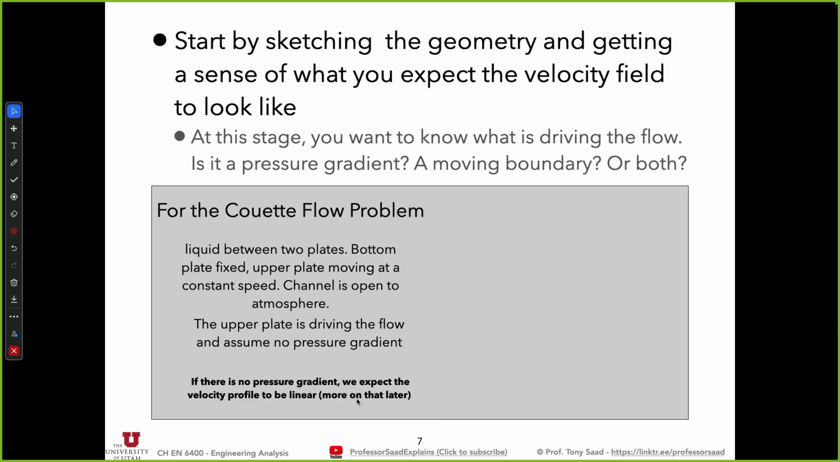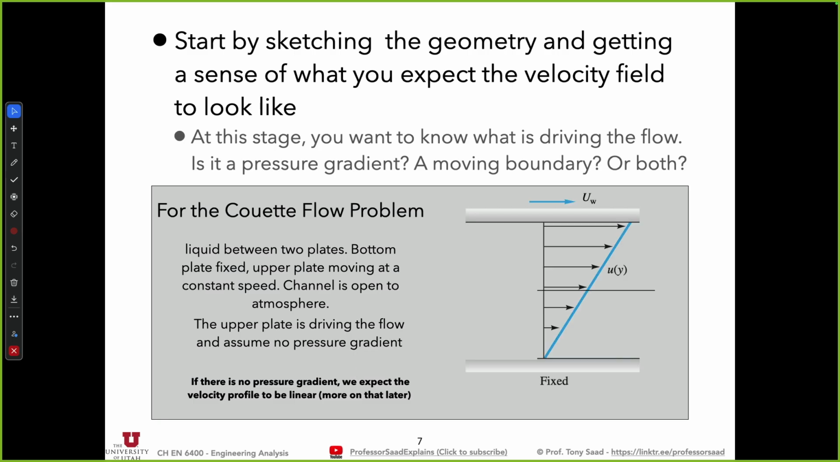If there's no pressure gradient, we expect the velocity profile to be linear, and I'll tell you why later. But even if you thought the velocity profile was not linear, so even if you came here and said, okay, this is my zero line, and at the bottom the wall is fixed, so the velocity is going to be zero, even if you drew this, that's still going to be okay. You're not going to lose points for this, because then the math will probably prove you wrong. The math is going to prove you wrong, and you'll see why I expected this to be a linear profile.